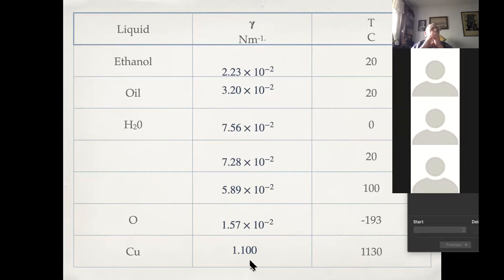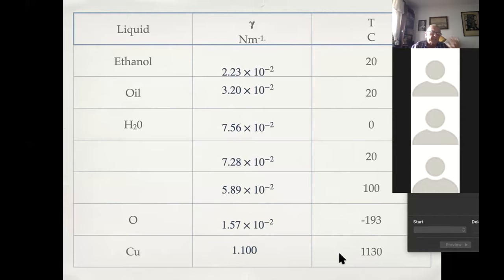And the last position is copper. Copper at room temperature is a metal, but when we heat it up, it melts and becomes a liquid. And the surface tension at a temperature slightly above 1,000 degrees Celsius is, as you can see, a huge number, because it's 100 times larger than the surface tension for all the other substances in my table.